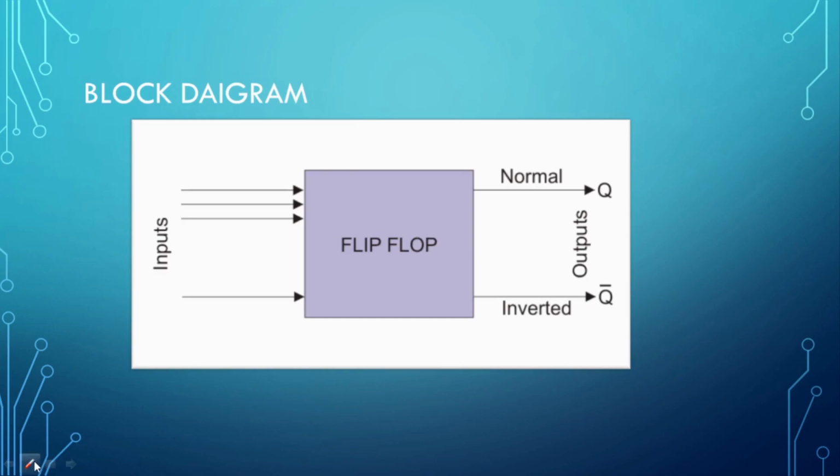This is the block diagram of a flip-flop. We provide a certain number of inputs to get two outputs. The first output is represented with Q and is known as the present state output for the given input. The next output is known as the next state output, and this output is dependent on the present state output.